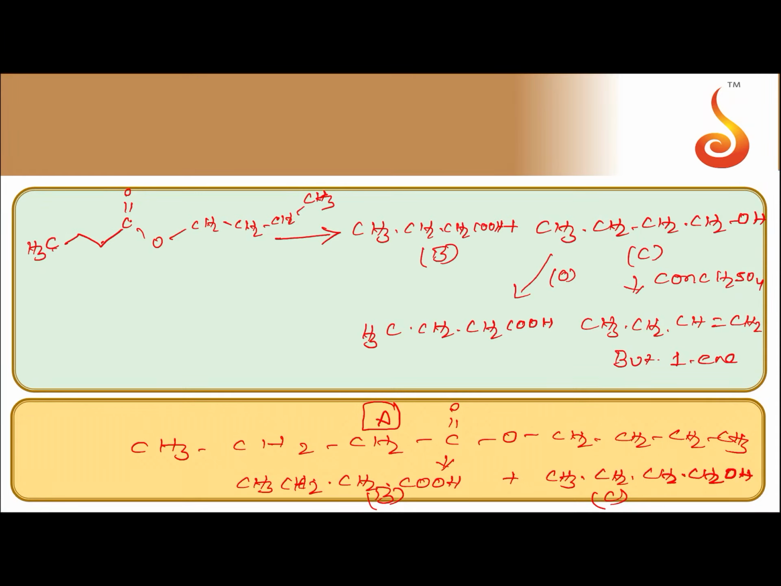And C on oxidation gives B. They are telling that C on oxidation gives compound B, that is a carboxylic acid. So butanol on oxidation will give butanoic acid. So compound B should be butanoic acid, and compound C should be butanol. Butanol on dehydration will give but-1-ene. So the compound A should be an ester.